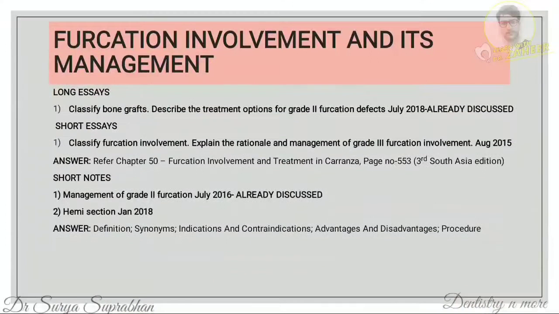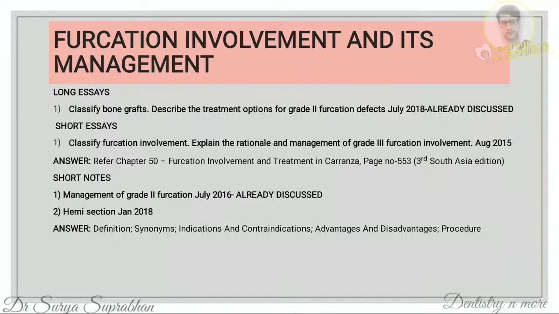Coming to the next chapter, that is Furcation Involvement. So classify bone graft and describe the treatment option for grade 2 furcation defects, that is already discussed. Second question, classify furcation involvement and explain the rationale and management of grade 3 furcation involvement. So classification of furcation involvement you can find in chapter 50, page number 553.